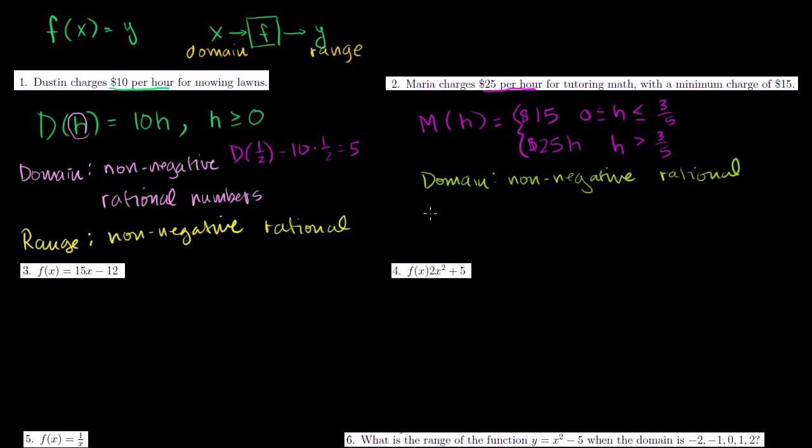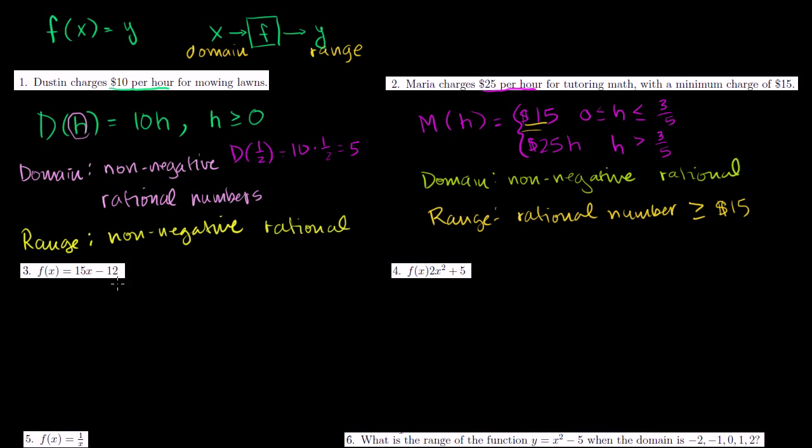And what's the range of her charging function, or her billing function? Well, it has to be at least $15 no matter what. She's going to charge $15. So it's going to be $15 or more. So it's going to be rational numbers greater than or equal to $15, right? There's no situation in which she will charge $14. There's no situation in which she would charge -$1. Everything's going to be greater than or equal to 15.